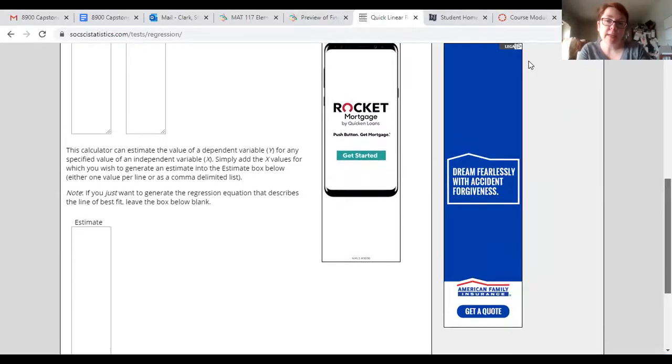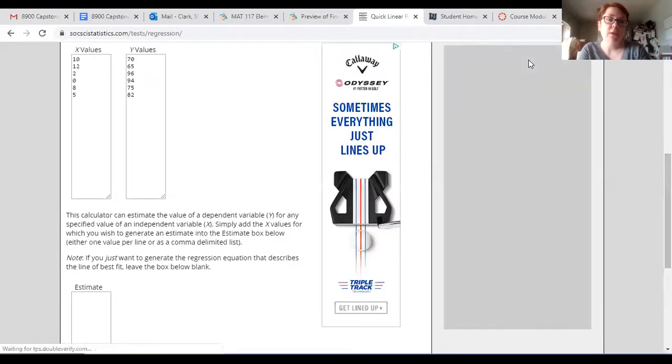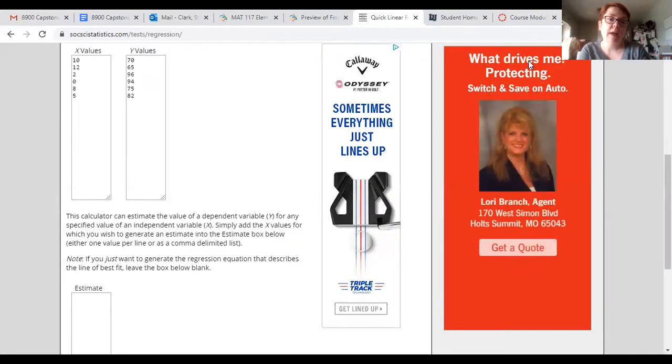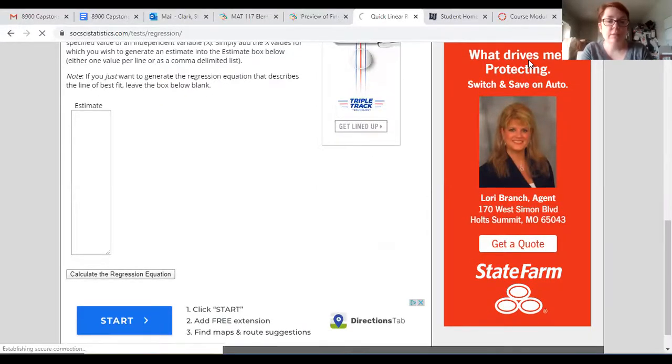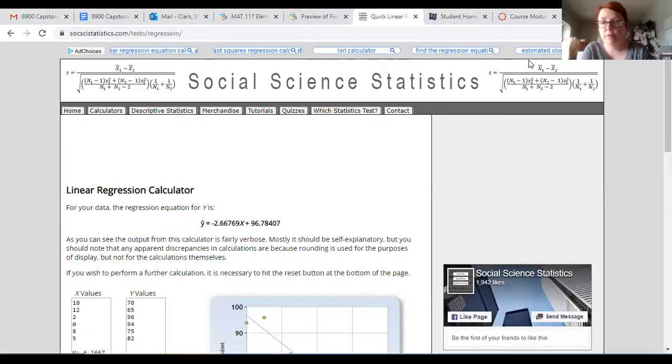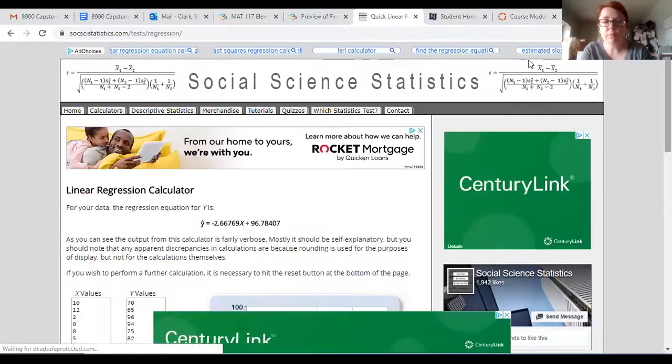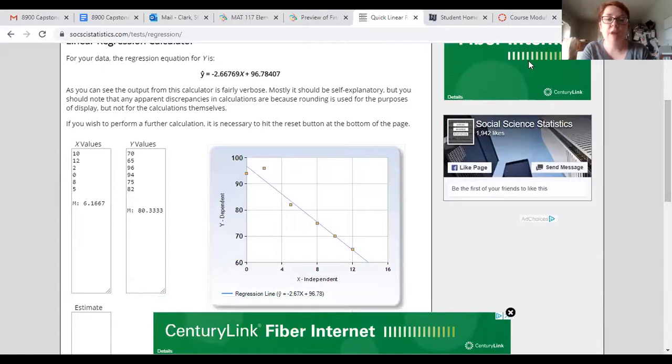You can also put in an estimate. So like here, I have my x values for the number of absences. So let's say I had a student with 15 absences, and I could estimate what that grade might be. So I could put in 15 here, but we're not doing that right now. We're just going to get that equation. So you come down here, you click calculate, and ta-da, there you go. It gives it to you. So it also shows you the graph right here.